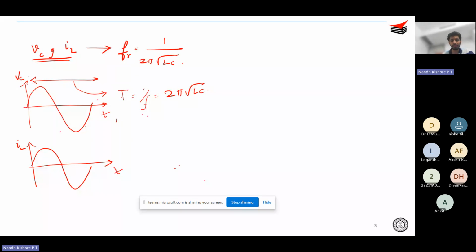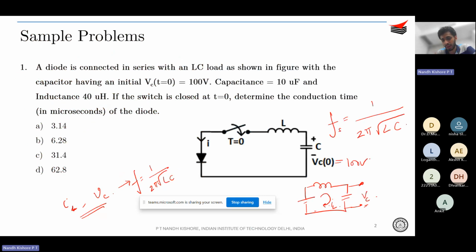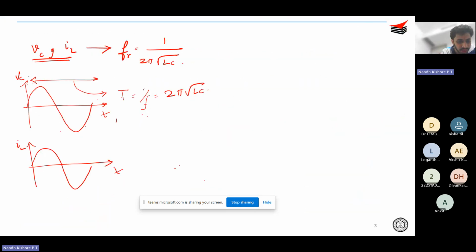Now that we have this, we will go back to the rest of the circuit. Ideally, if you just have a voltage source, capacitor and inductor, you expect the frequency to be 1 by 2 pi root LC, or the conduction time to be 2 pi root LC. Now in the question they have given that there is a diode. You know that the diode will conduct for how much time? The diode cannot conduct the negative portion of the current. Correct? So the diode can conduct only this particular portion. Correct?